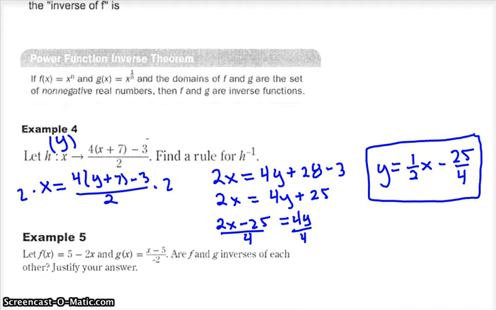The domain and range have been flipped. The graph has been reflected over the line y equals x. There you have it. That's the concept of inverse functions. Tomorrow in class we'll get into example number 5 and talk about more ways that this can be applied.